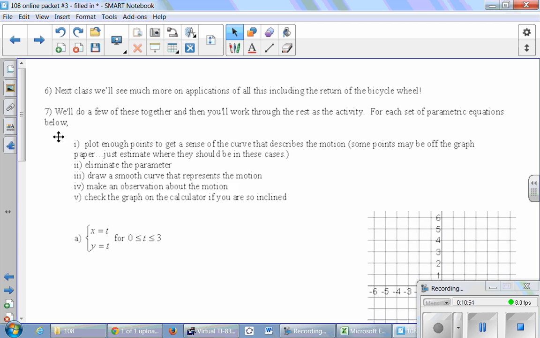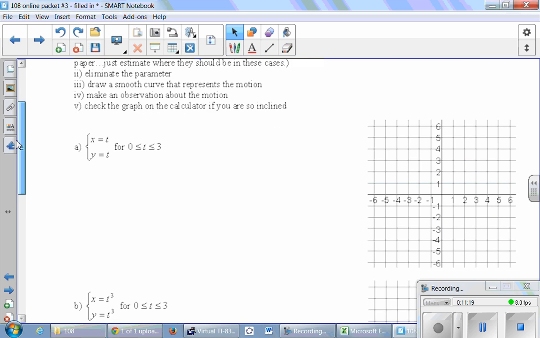For each set of parametric equations below, plot enough points to get a sense of the curve that describes the motion. Some points may be off the graph paper, just estimate where they should be in these cases. Eliminate the parameter, draw a smooth curve that represents the motion, make an observation about the motion. That could be something like it's traveling at a constant speed, or it's moving slow and then fast and then slow. Check the graph on the calculator if you are so inclined.